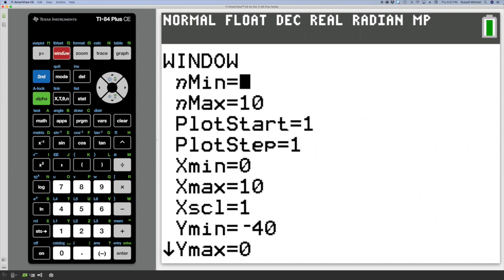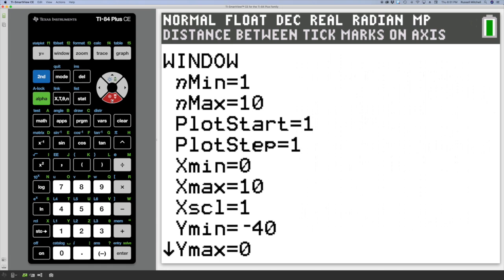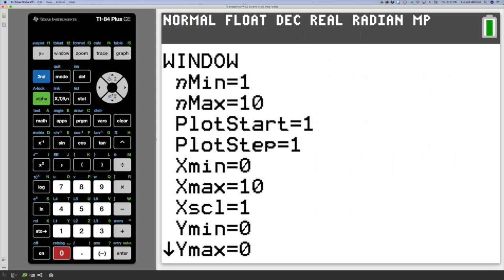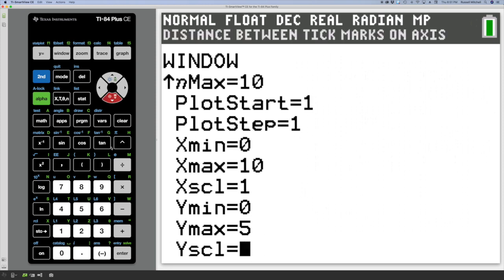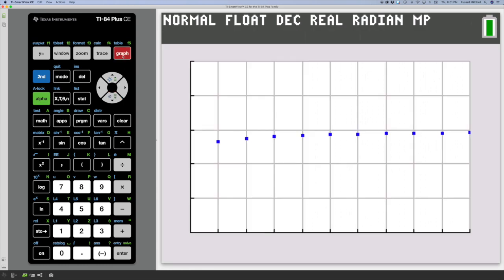Okay, and then for our window, again, we're not going to change these because we want to step it up by 1, and we're going to go 1 to 10, and 0 to 10 for our x min and x max. And then y min, we want to switch this to, I would say, go from like 0 to 5, because remember it was about 3. And then for the scale, I would go by ones. And let's take a look at this graph.